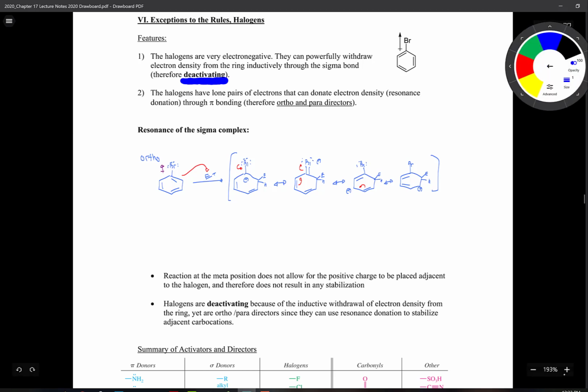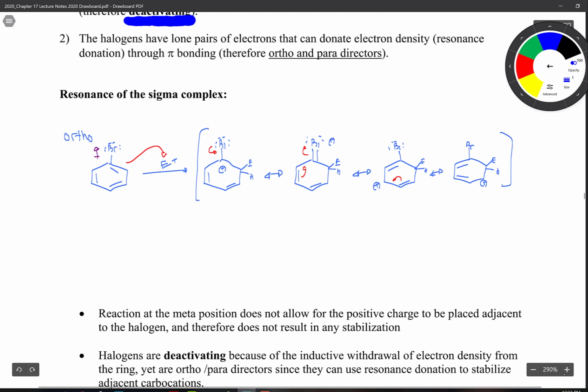Let's look at this a little bit down below here. Here we have an example that I've written out for you for ortho. Remember, electrons being pulled away is what makes this deactivating. Here you have your electrophile adding at the ortho position. That puts the plus charge adjacent to the halogen. That is good, right? We want that because we get this additional resonance structure where you have a pi bond moving out of the ring. So you get 4 resonance structures here.